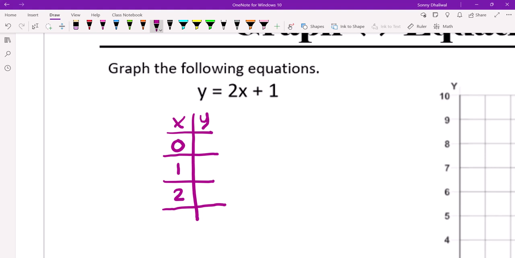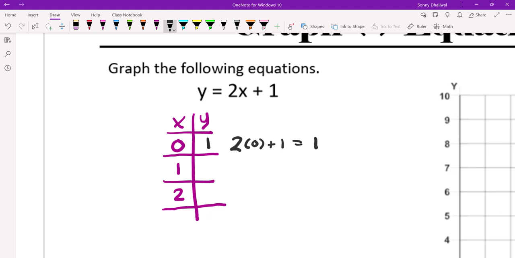Then we said, let's use the relationship that connects x and y together, this equation here, to find the matching y value. So we wrote down our equation, and we said, 2 times 0 plus 1. We did this calculation. What number do we get? 1. 2 times 0 is 0, plus 1 is 1. So when x is 0 in this relationship, y is 1.